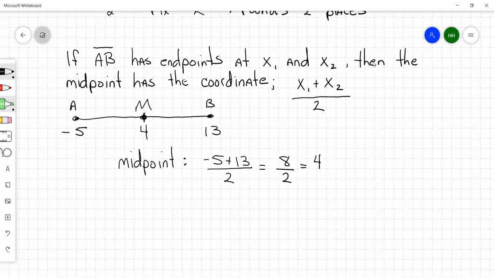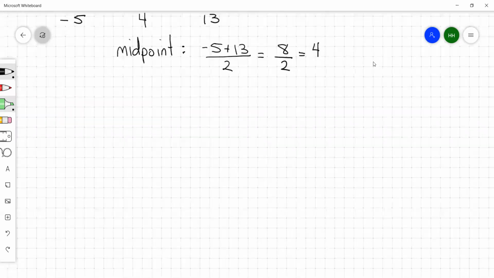Now, this formula works a couple ways. Just make sure you got this, that M equals x sub 1 plus x sub 2 divided by 2. Because just like we did when we were talking about the distance formula, where I gave you the distance and one of the points and you had to find the other point, you're going to be given the midpoint and one of the endpoints, and you're going to have to find the other one.